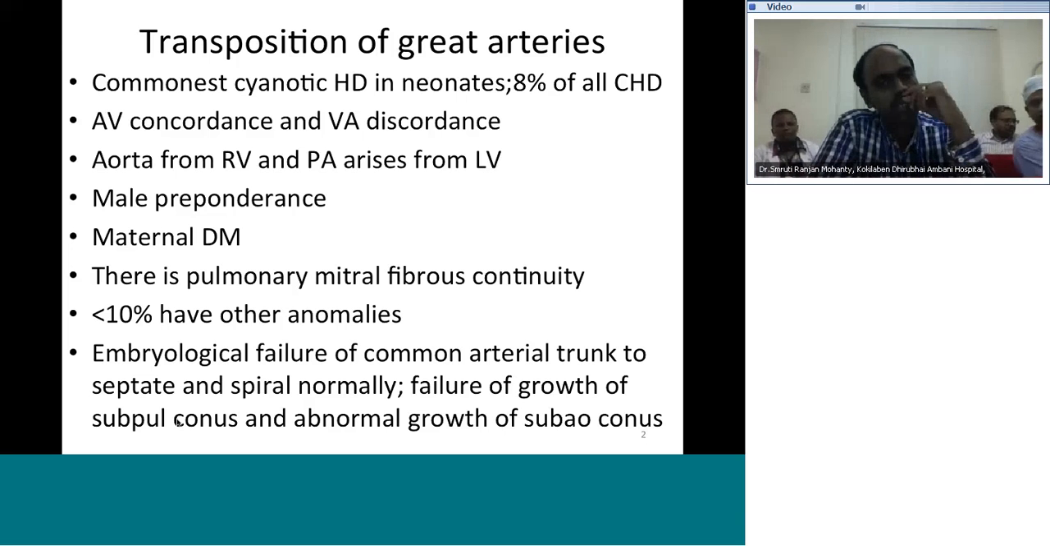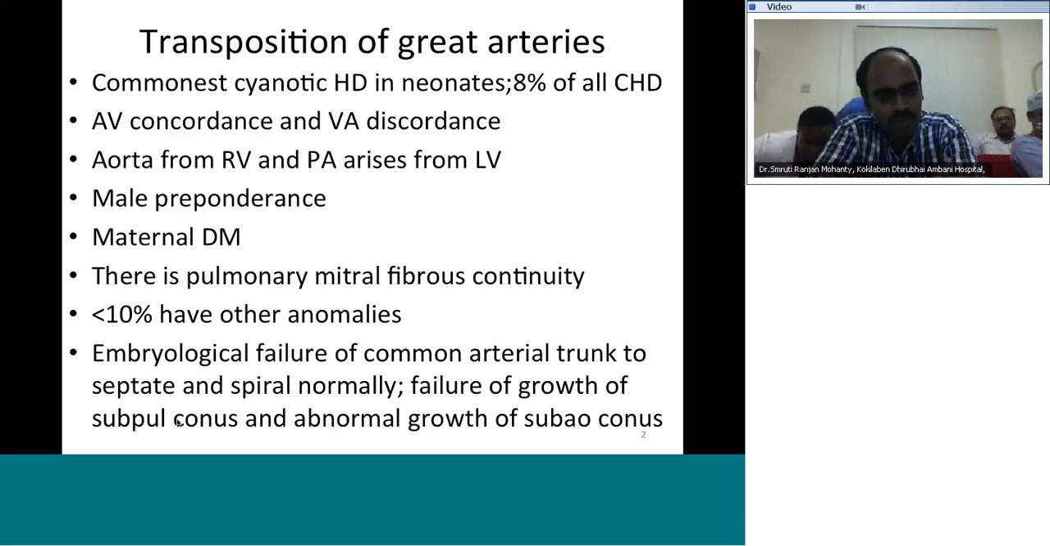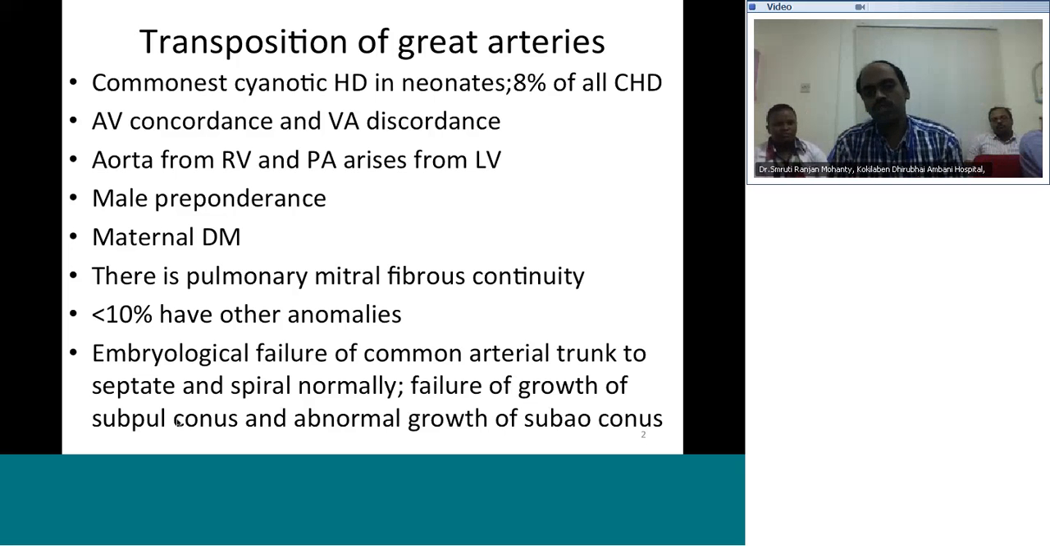It's important to note that transposition is a peculiar disease where there are not many associated anomalies. If you have a patient with ASD, you may have something like Holt-Oram syndrome. If you have a patient with VSD, there will be somebody who will have anorectal malformation, vertebral anomaly, ear anomaly. Whereas in transposition, most of the babies will not have any other associated abnormality, and less than 10% have other associated anomalies.